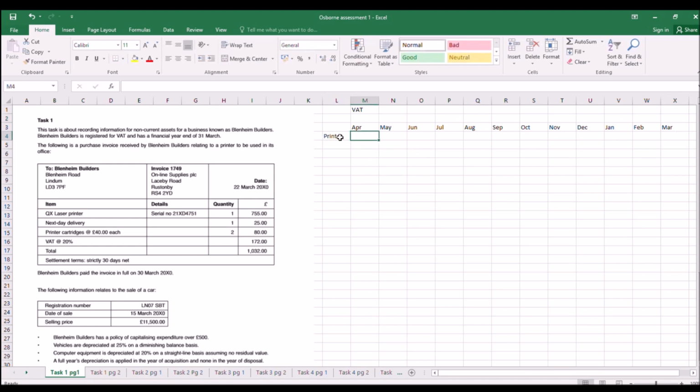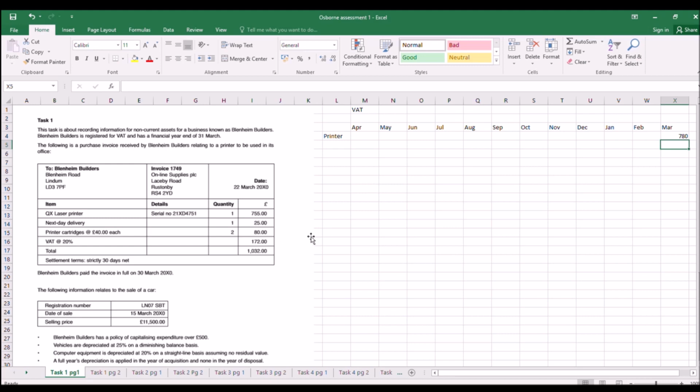And when are we going to buy this? We buy it on the 21st of March. So it's going to be here, 7.55, and there we go. There's the delivery charge coming in there. So it'll be 7.55 plus the delivery charge of 25. Oh look, and there's the printer cartridges there, which don't go into the cost. That's the consumables. That's the cost in the year.